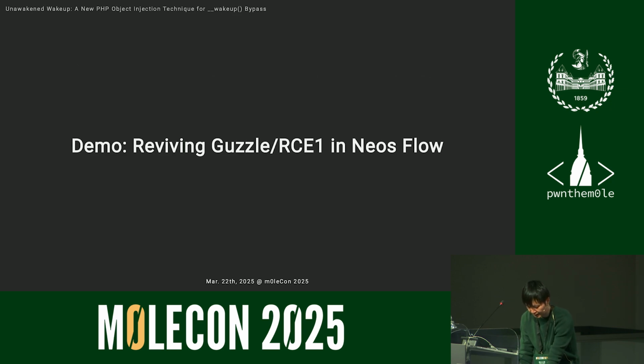And now it's time for the demo. In this demo, I'll demonstrate a POI attack by leveraging a gadget chain that includes both Guzzle PSR7 FnStream and a certain AOI gadget, against a Neos Flow application vulnerable to insecure deserialization.